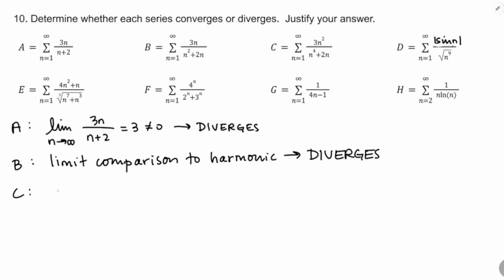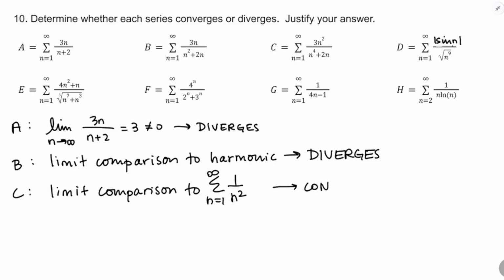For C, we're going to do limit comparison to 1 over n squared. But don't write limit comparison to 1 over n squared. That wouldn't make sense. It would be the sum from n equals 1 to infinity of 1 over n squared. And that would give me convergence. Okay, that's that terms versus total thing that is critical to our understanding and also our getting credit for justifying our answer.